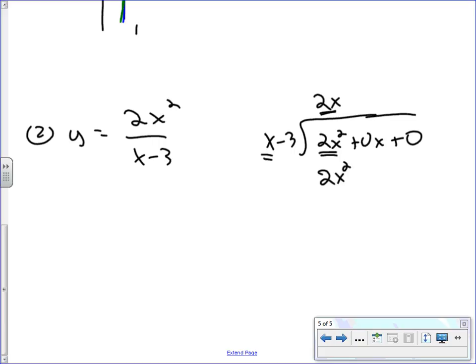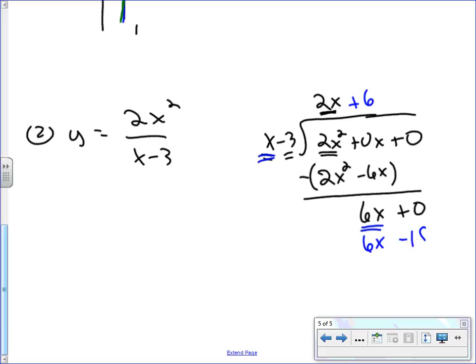These two have to be the same. The first term has to be the same, and the second term is whatever develops. 2x times negative 3 is negative 6x. Remember that you are subtracting, not adding. 0 minus negative 6x is 6x, and bring down the 0. The next thing you're saying is x times what is 6x, so you need a plus 6. 6 times x is 6x. 6 times negative 3 is negative 18. You are subtracting, and you get a remainder of 18.